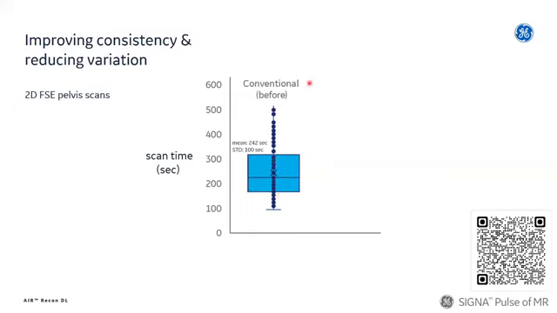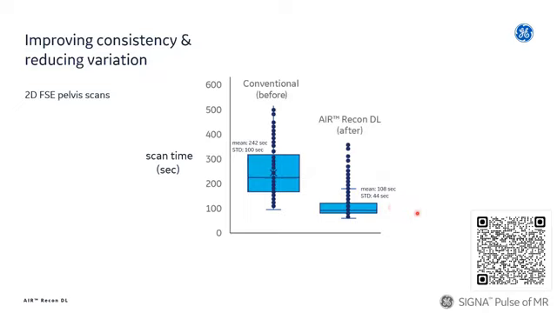That was before. Now with AIR Recon DL, once this site implemented it into their practice, again with pelvis scans, 2D fast-spin echo, that mean dropped considerably from 242 seconds down to 108 seconds, and the standard deviation was considerably reduced from 100 seconds down to 44 seconds.